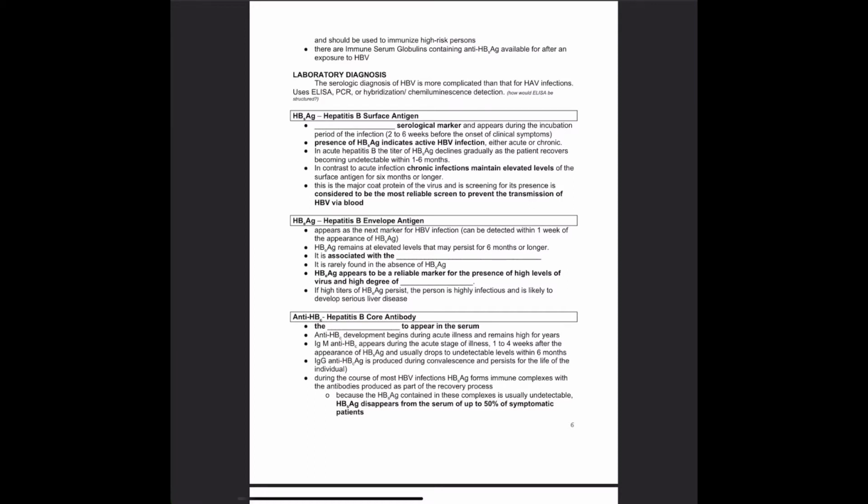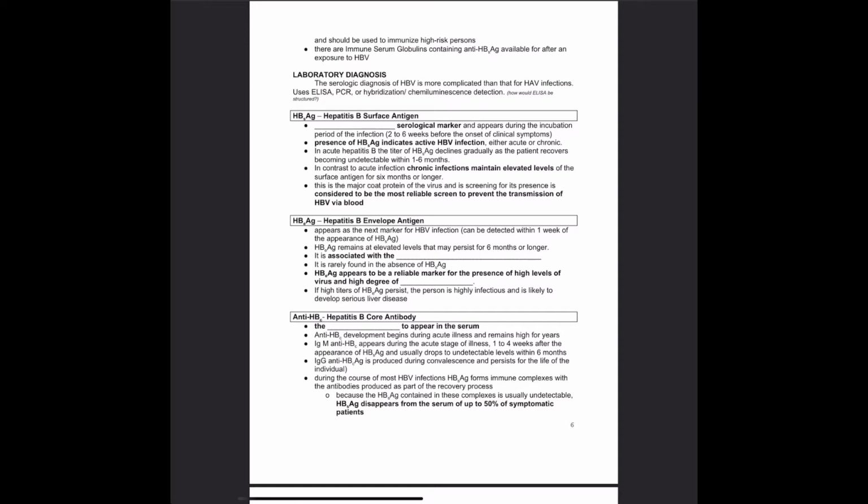The envelope antigen appears to be a reliable marker for the presence of high levels of virus and high degree of infectivity. If high titers of the envelope antigen persist, the person is highly infectious and is likely to develop serious liver disease.